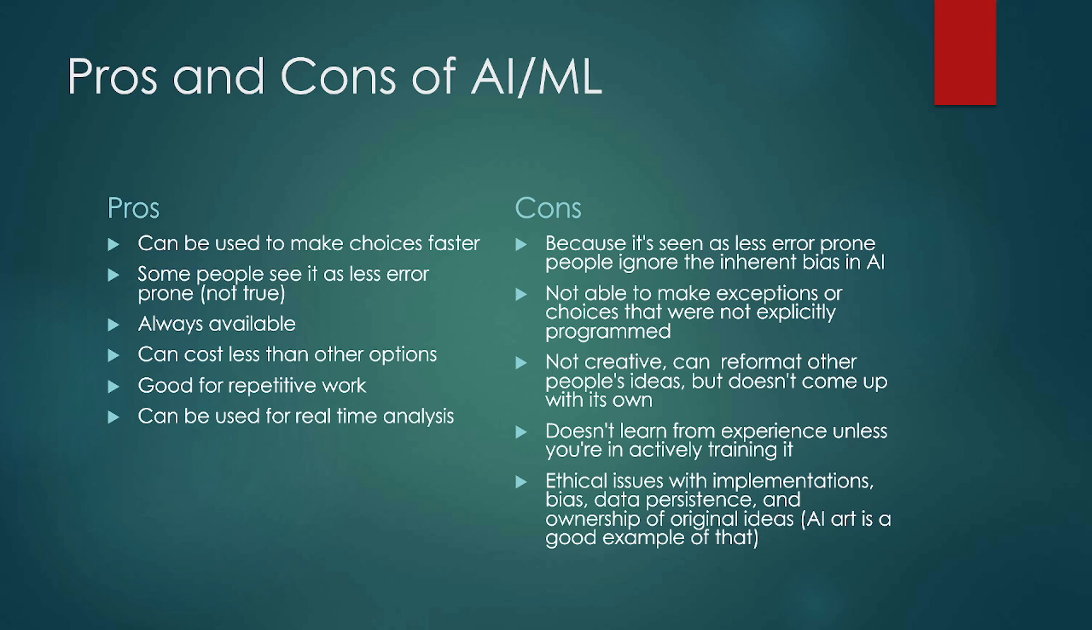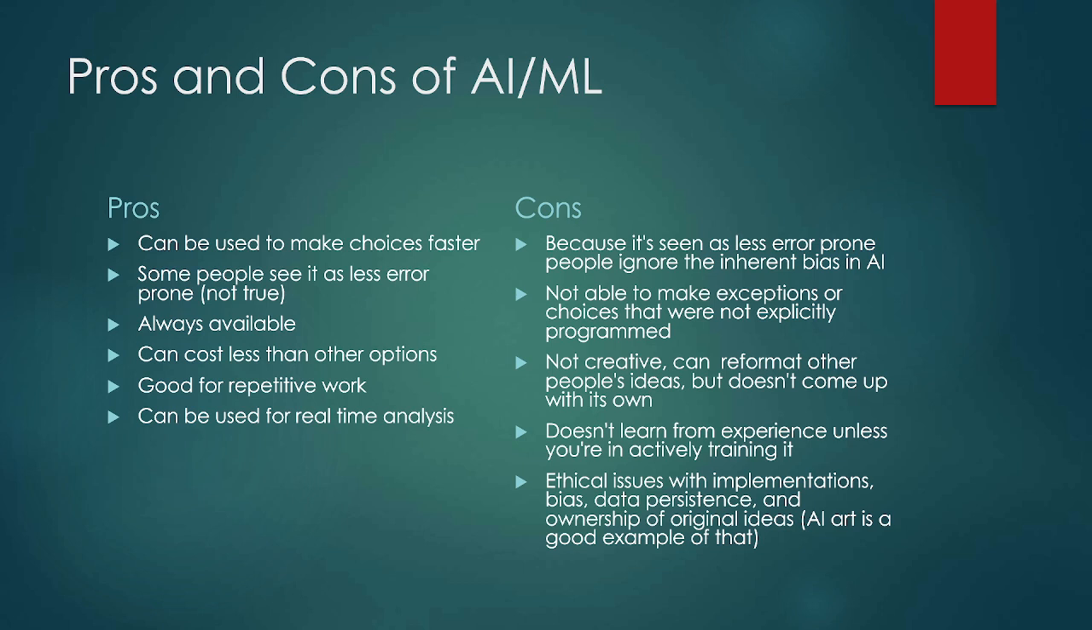AI is not able to make exceptions if something wasn't explicitly programmed in. It can't handle it. AI is also not creative. It can't come up with ideas on its own. It can reformat other people's ideas. But unless you're actually training it, it can't learn from experience. And it can't make its own things.